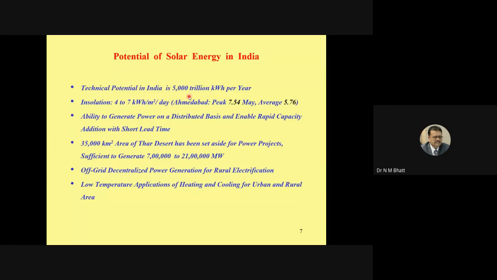There is a technical potential at the Thar Desert, and the total area of the Thar Desert is around 35,000 kilometers square, and we can generate around 7 lakh to 21 lakh megawatt of power. Using solar thermal, we can also develop low temperature applications for heating and cooling of urban and rural areas. So this is something regarding the technical potential of solar energy in India, and this slide should convince you that yes, there is a tremendous potential if we harvest the solar energy in an economical way.